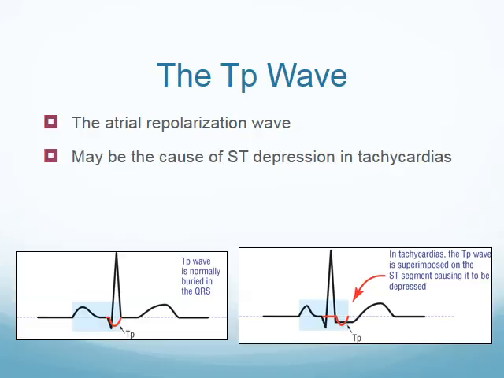Also, remember to keep in mind that the TP wave may be the cause of ST depression in tachycardias, and this will make a little more sense as we start talking about depression of the ST segment and why it's important to us. Normally the atrial repolarization wave is buried and you don't see it. But with a faster heart rate, it may be superimposed on the ST segment because it's a little behind, and it can cause the ST segment to be depressed.